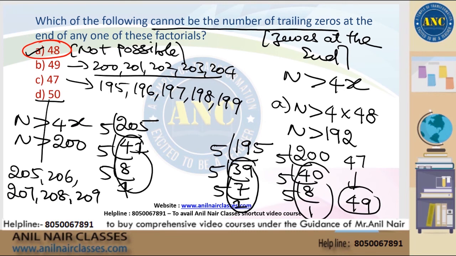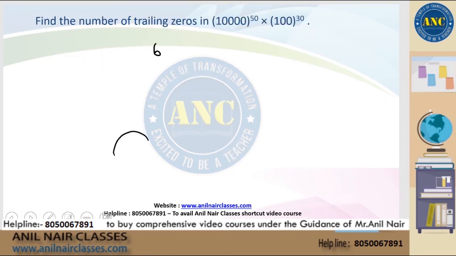Very important class, sir. Very important class. I hope you are all there with me. Number of zeros at the end. What is the condition? N factorial ends with x zeros. Then n is always greater than 4x.